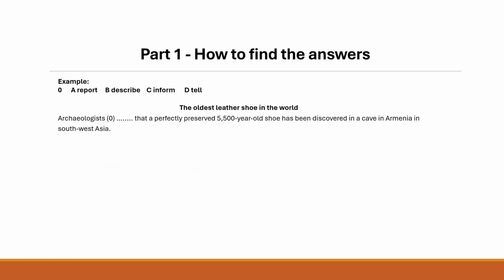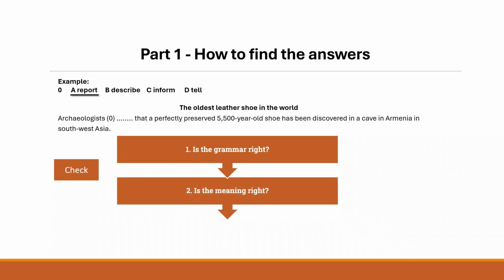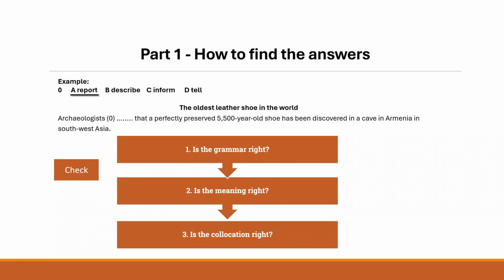So let's just talk a little bit about how you can find the answers for this. The answer here is report. So let's just think about it, and let's just go and check why this answer is correct. One thing about doing the Part 1 exercise is that there are 3 things to consider. The first thing to consider for each of the gaps is, is the grammar correct? You also need to ask yourself, is the meaning of the word right for this particular gap? And the third question is about the collocation: is the collocation of this word correct for the gap?